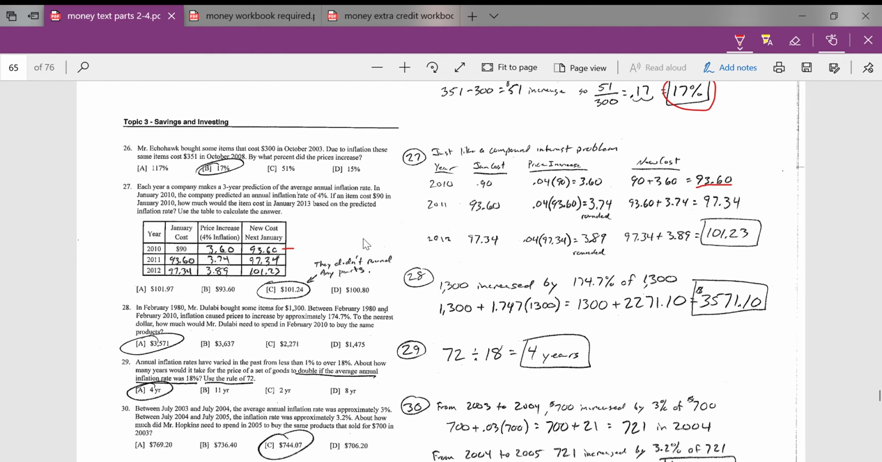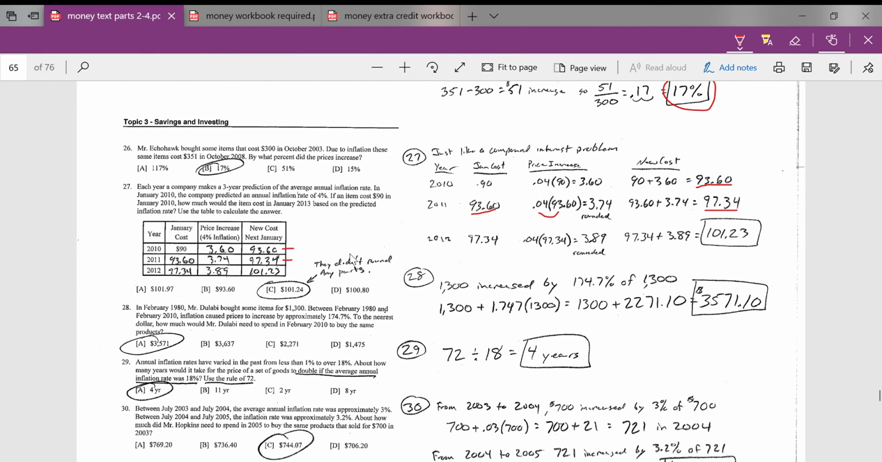That means now the next year, we start with that amount. We don't start with 90 again. So we start with the 93.60. We have to take 4% of that 93.60, which is $3.74 rounded. I add it to what we started with that year, the 93.60, and we end up that year with $97.34, which is right here.